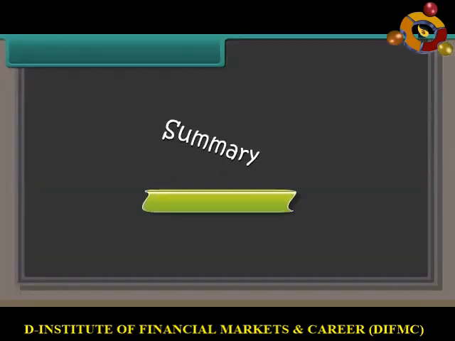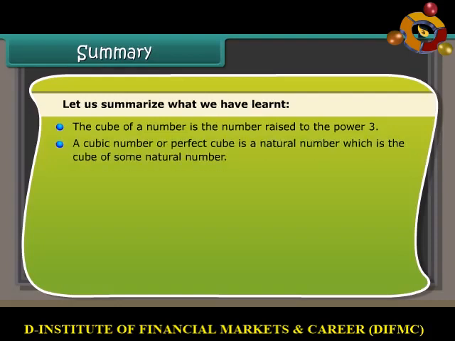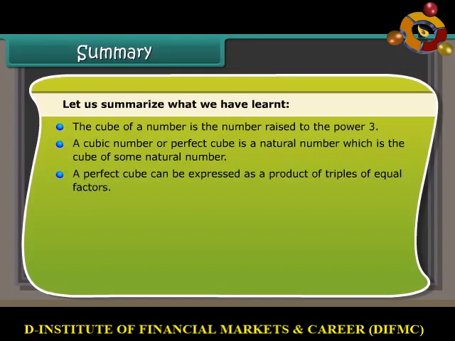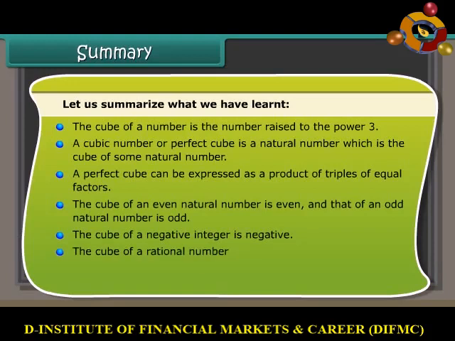Summary. Let us summarize what we have learned. The cube of a number is the number raised to the power 3. A cubic number or perfect cube is a natural number which is the cube of some natural number. A perfect cube can be expressed as a product of triples of equal factors. The cube of an even natural number is even, and that of an odd natural number is odd. The cube of a negative integer is negative. The cube of a rational number a/b is (a/b) whole cubed, which is equal to a cubed upon b cubed.